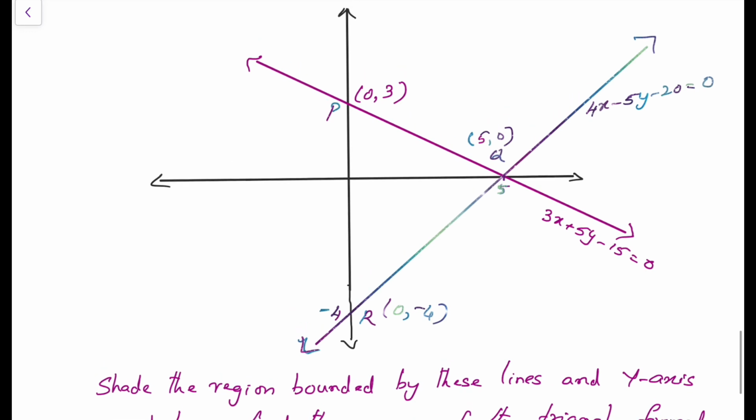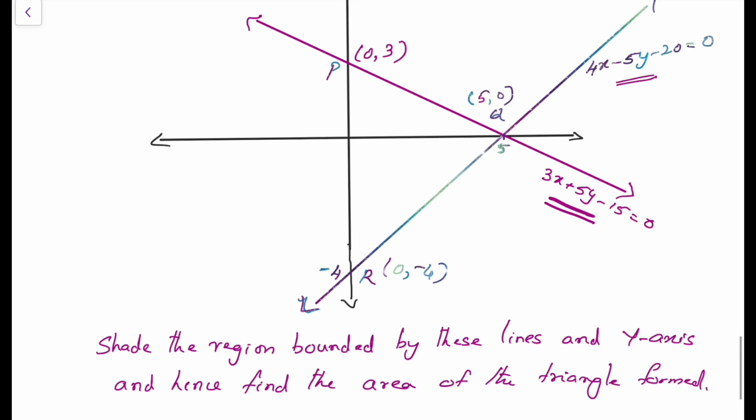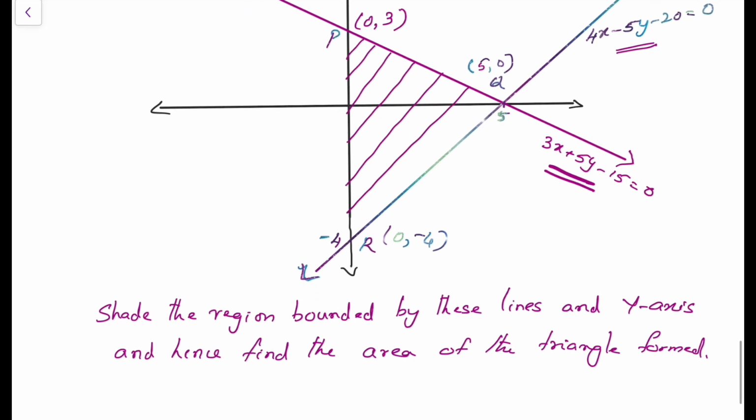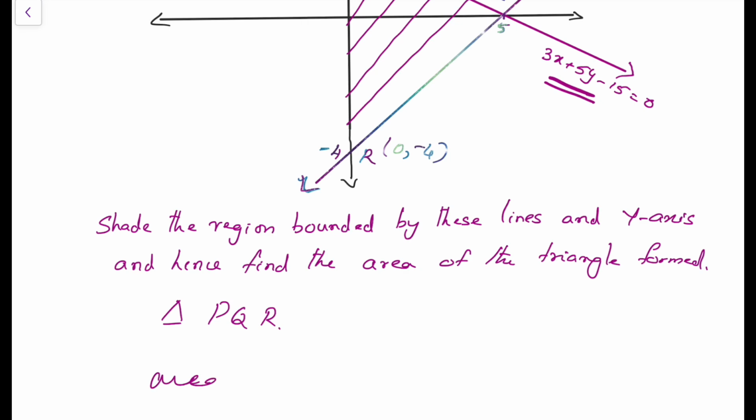A similar question, again I have already drawn the lines. One of the lines is 4x minus 5y minus 20 equal to 0, this one. The other line is 3x plus 5y minus 15 equal to 0. Now you have to shade the region bounded by these lines and the y axis, and hence find the area of the triangle. So the area will be like this. It is triangle PQR. This is the region.